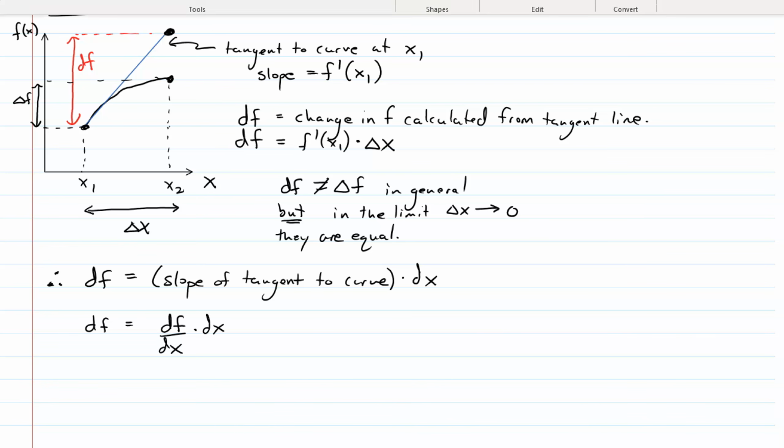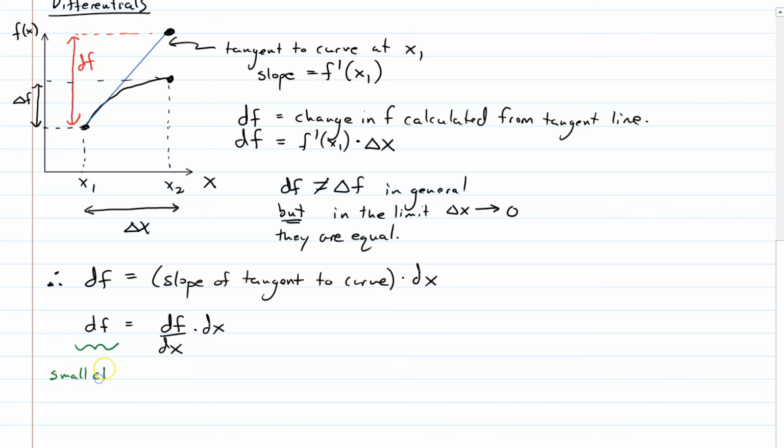Think of, when I go forward, we're going to think of df as a small change in f. And dx is a small change in x. And then this thing is the relationship between the change in f and the change in x. That's the derivative of the function. Okay, now that is hopefully obvious, or at least makes a lot of sense.